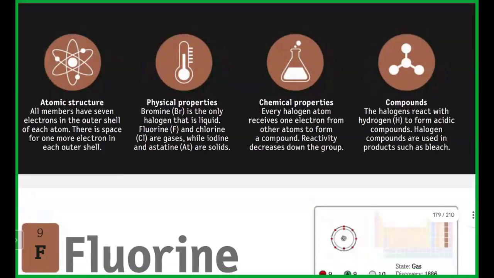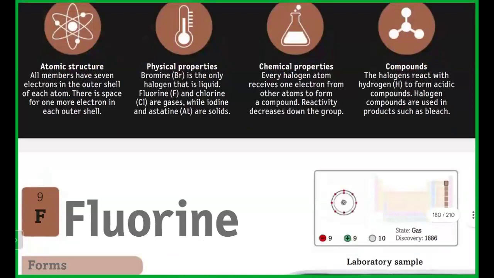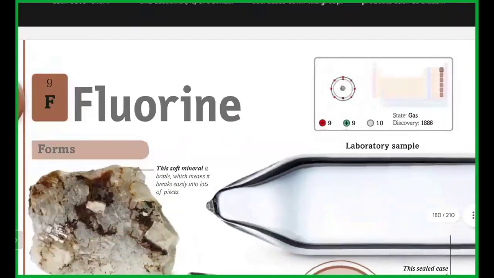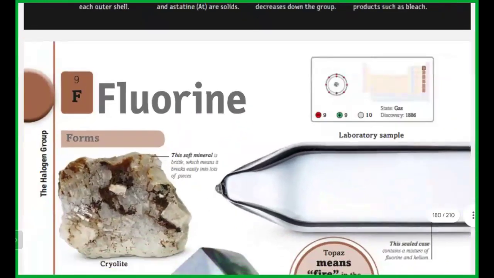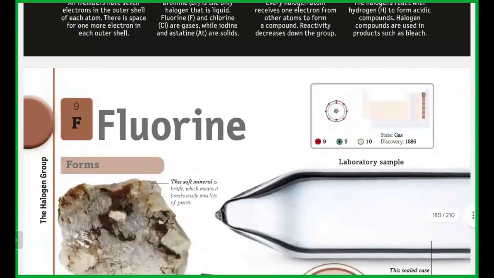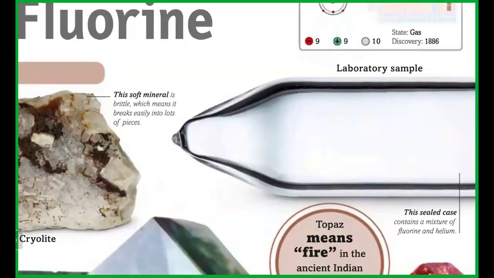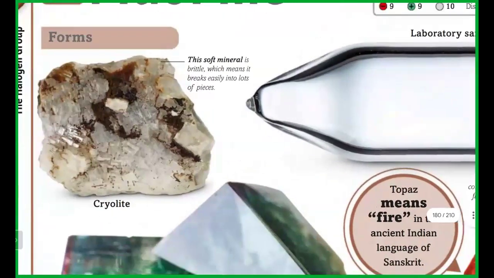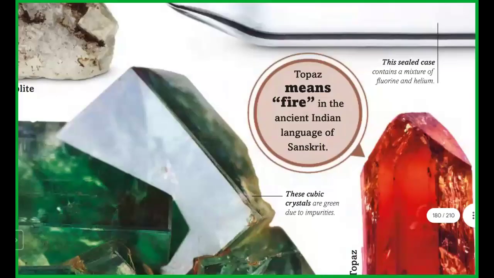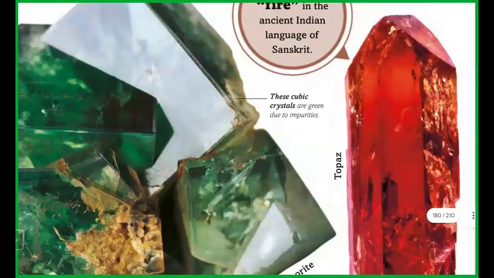So the first one in the periodic table in the halogen group is fluorine, which has atomic number 9. And here are some of the laboratory samples. It is in this shape because it's in gas form. It's not solid nor liquid, so it's gas. So here are some minerals. Topaz means fire in the ancient Indian language of Sanskrit. Interesting fact.